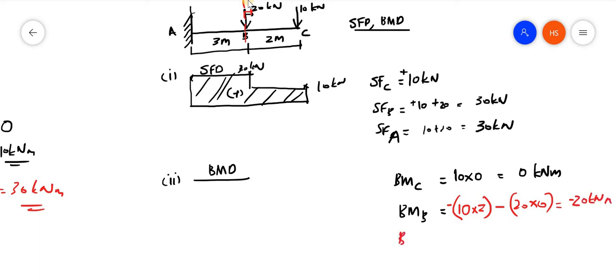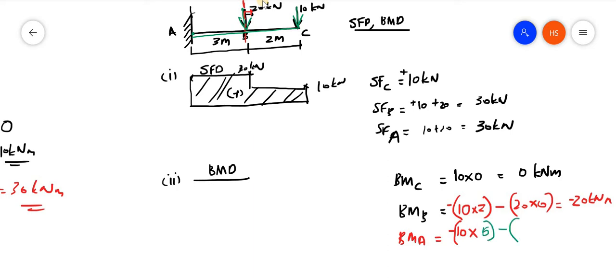Now, the bending moment at A is equal to, what will be the bending moment at A? Minus 10 into... Due to this there will be two forces, one is this force and the second is this force. First I am considering from this point, from A. What is the perpendicular distance to this force? 3 plus 2, 5. That is minus 10 into 5.